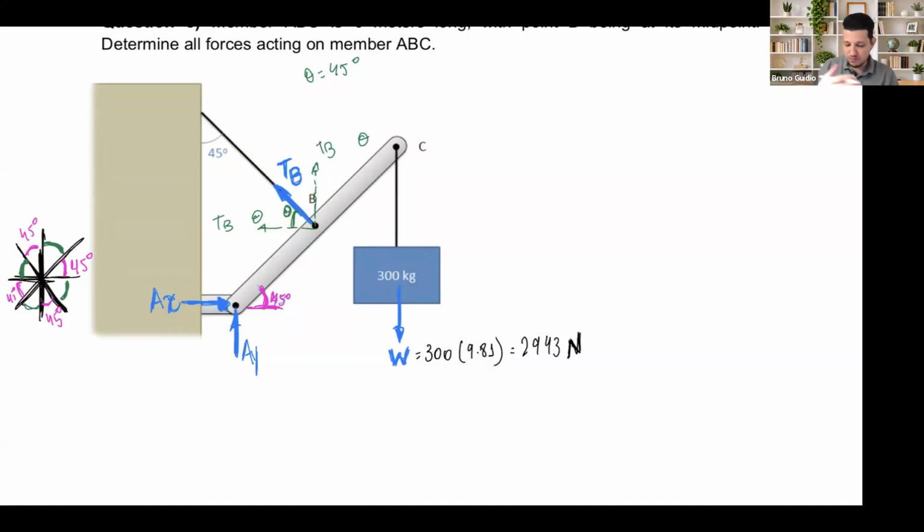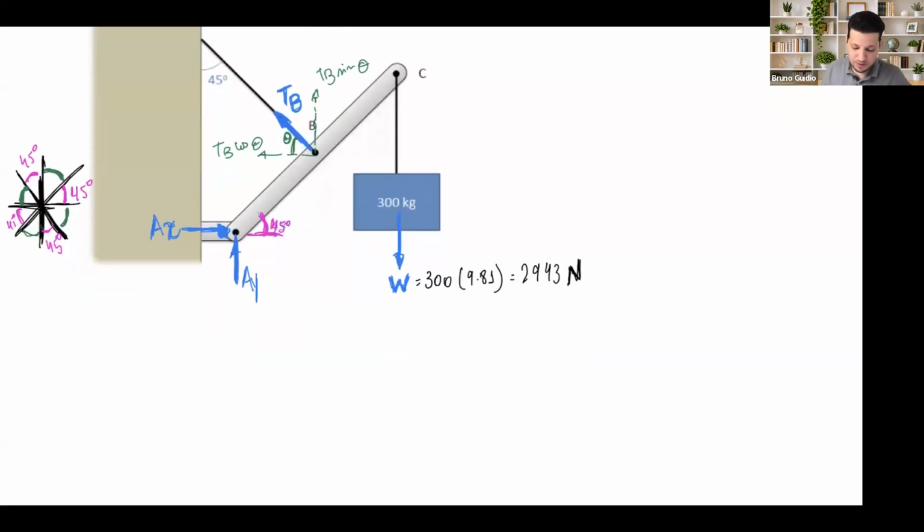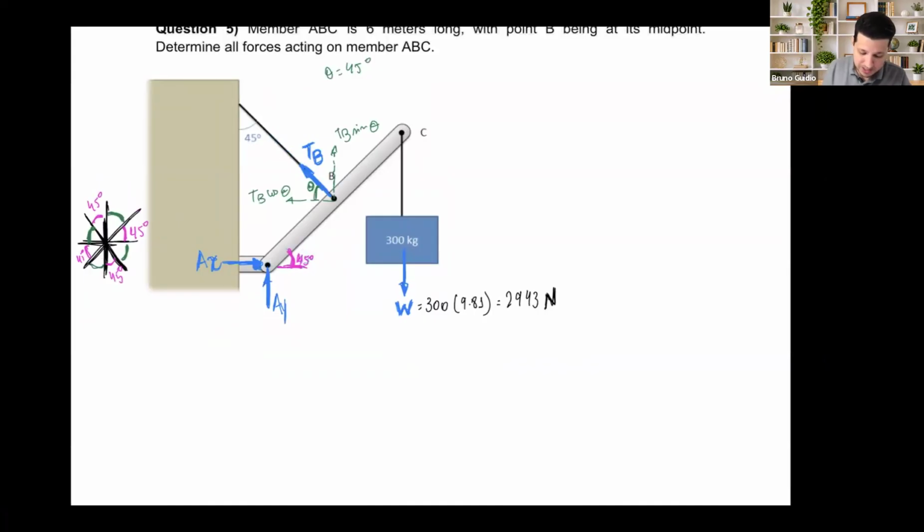However, for those problems, if we have something inclined, I'll try to be specific on the angles, okay, for you. But this is going to be the sine of the angle theta, cosine of that angle as well. So what we have for this problem is sum of the forces in x equal to 0. What do we have in x? Ax positive, TB cosine of the angle, equals 0.